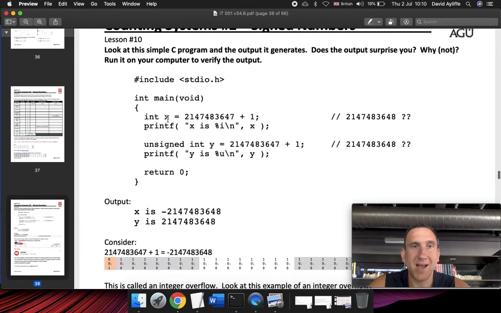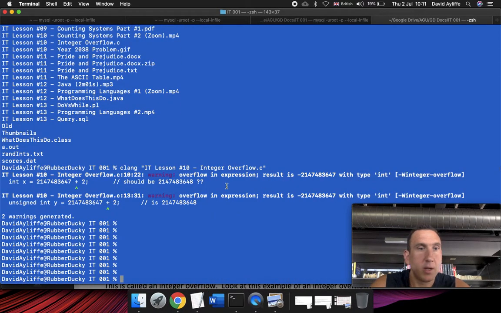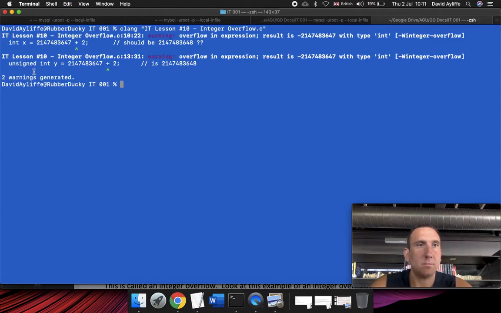Now, if we add 1 to this and we store the answer in an integer, what do we expect? Do we expect to get 2,147,483,648? And let's try it again with an unsigned integer. Again, the same number. We're going to add 1 to it. Do we expect to get the same answer? Well, let's try. Okay, so I've compiled that code, and I get some warnings.